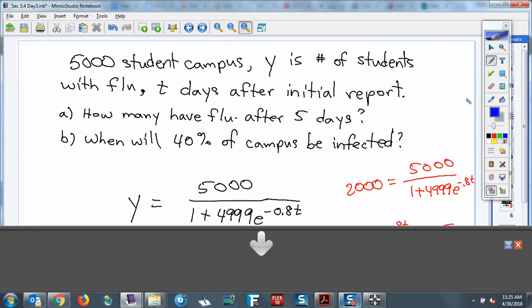Wrote it up, she did exactly what I wrote. Okay, so then you have to take your 1 plus 499, you can take that all times 2,000, so it's 2,000 plus. It comes out to be 999.8000 e to the negative 0.8.